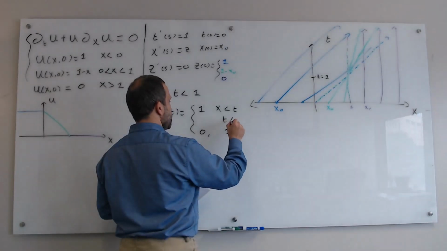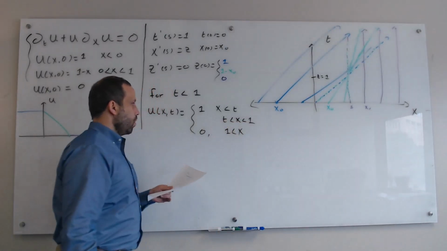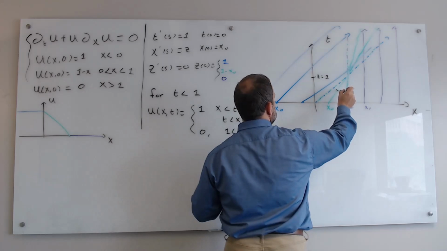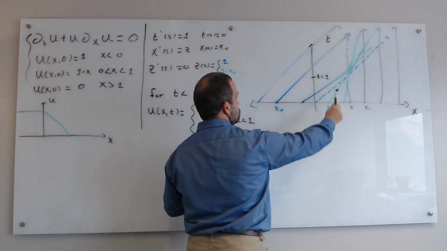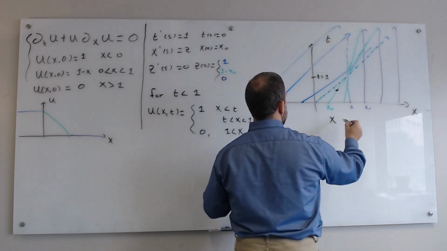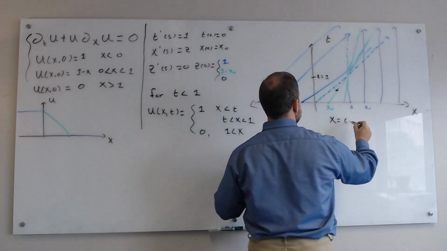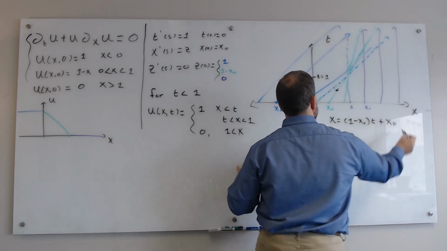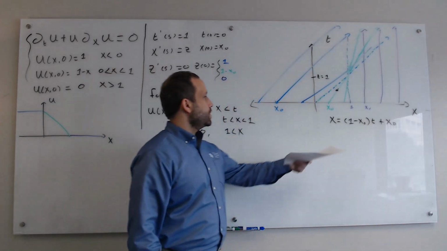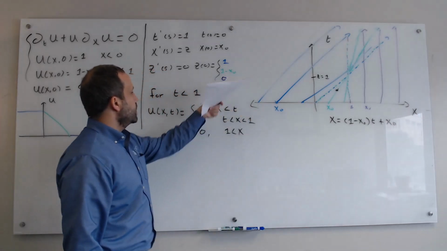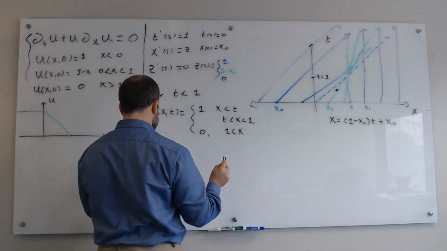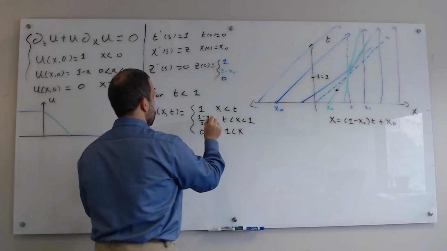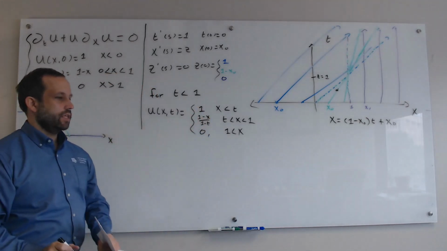When we have t less than x less than 1, so x between t and 1, if I took a look at this x naught right here, the value of the solution there is 1 minus x naught. I know that on that line, x is equal to 1 minus x naught times t plus x naught. If I solve this for x naught in terms of x and t, and plug it into that expression, 1 minus x naught, I get 1 minus x over 1 minus t. And this is for t strictly less than 1.